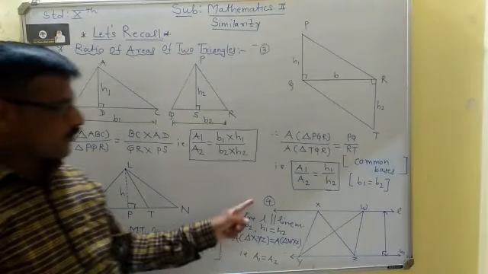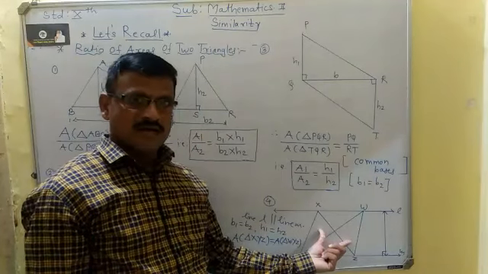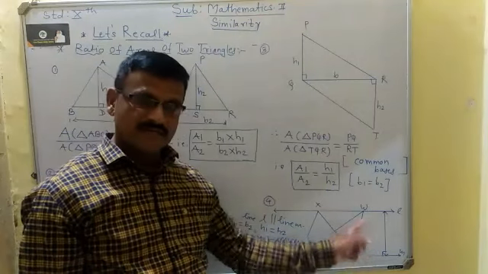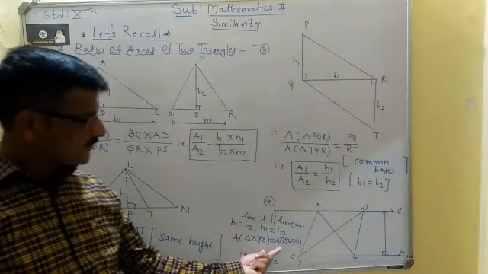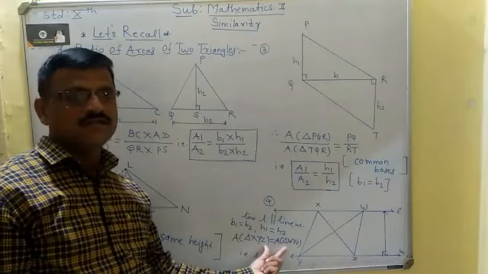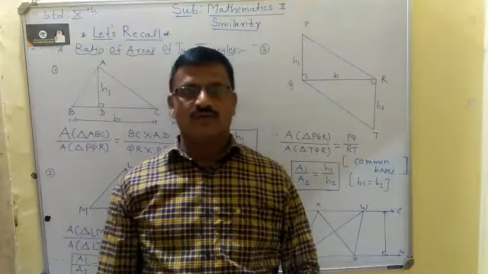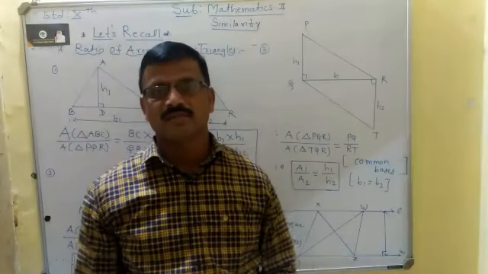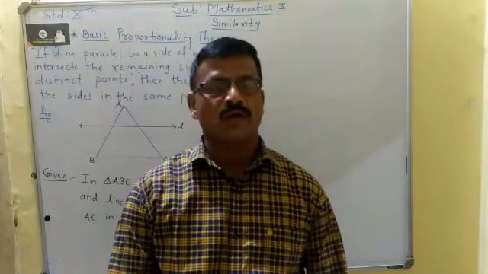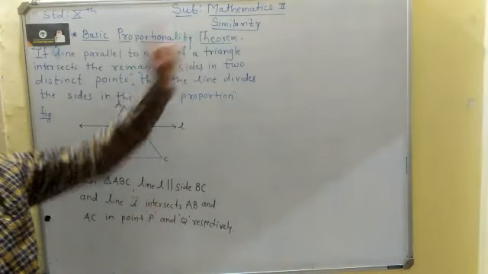And the last, fourth property we learned previously is that when two triangles lie between two parallel lines, having the base common and height common, the ratio of areas of the two triangles is equal to 1. That is, both the triangles are equal in area. Understand? Now we are going towards today's concept, the basic proportionality theorem and its converse.